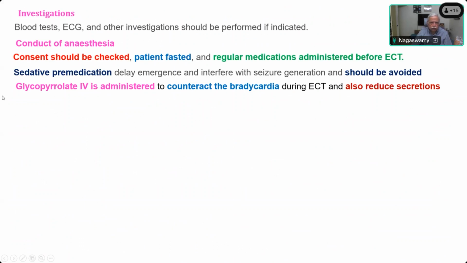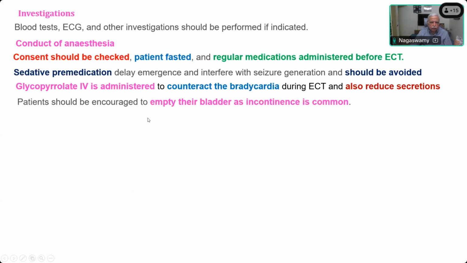So it is better to use glycopyrrolate, which will also reduce the secretions that can be produced by some of the anesthetic agents. And patients should empty their bladder because incontinence can happen and they can void on the table during seizure time. So always insist that they use the restroom before coming for ECT.